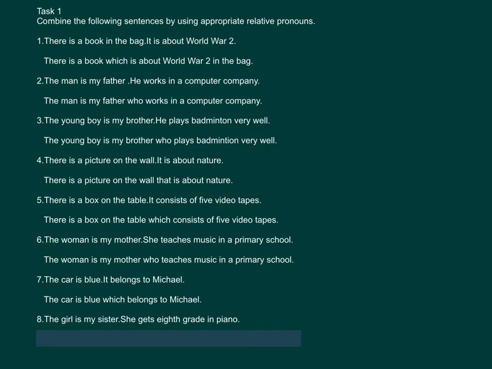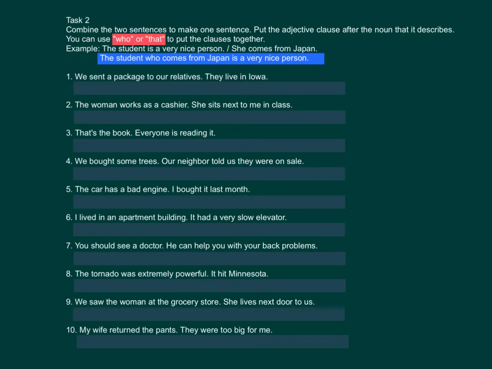Number 8. The girl is my sister. She gets 8th grade in piano. The answer is: the girl is my sister who gets 8th grade in piano. Task 2. Combine the two sentences to make one sentence. Put the adjective clause after the noun that it describes. You can use who or that to put the clauses together.